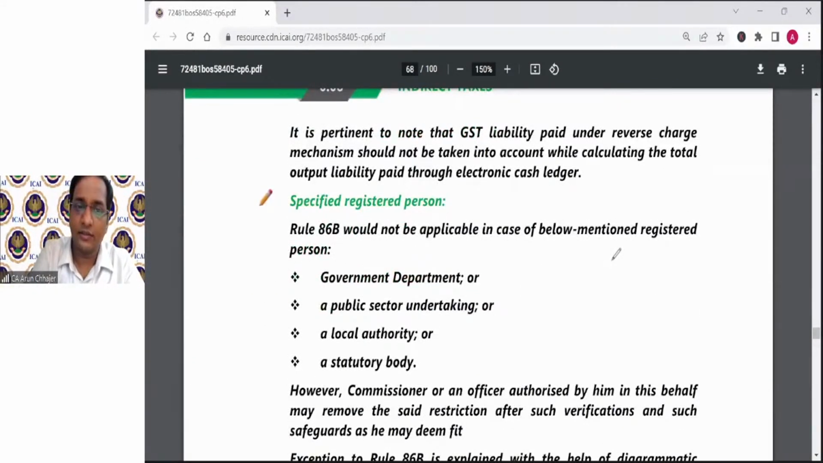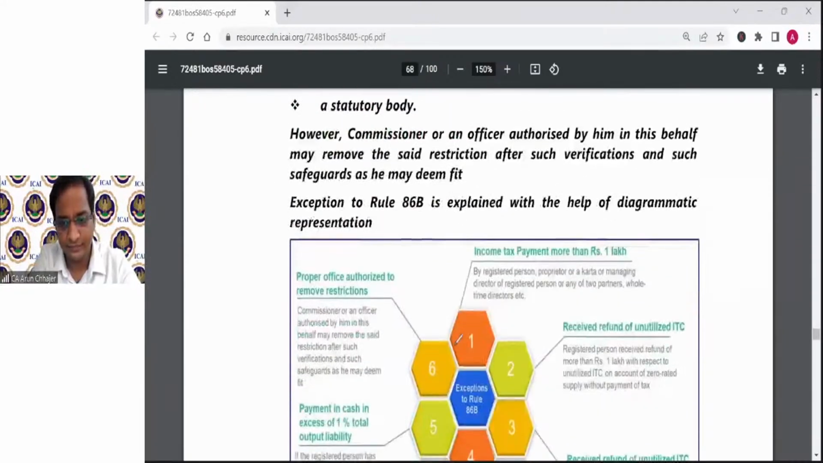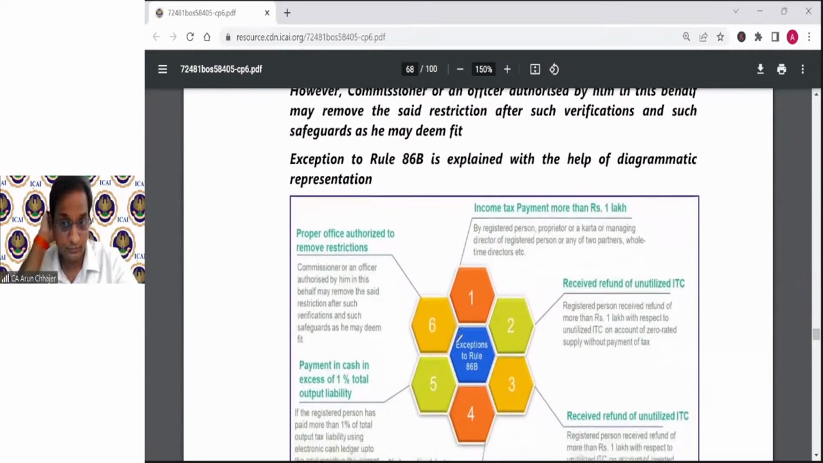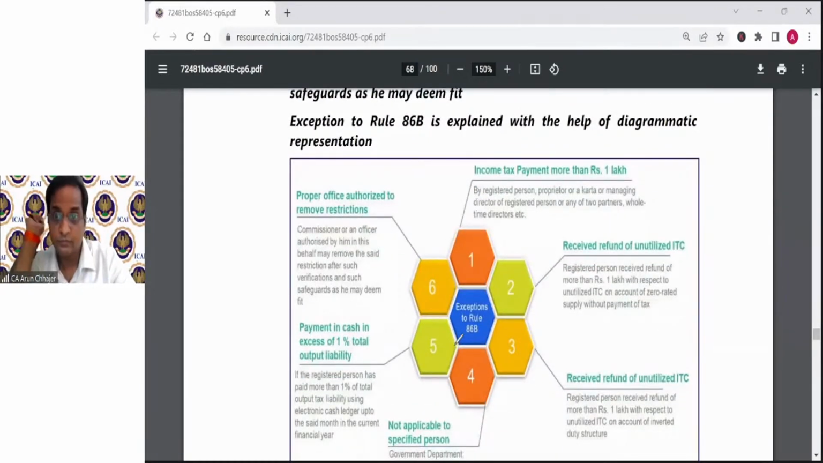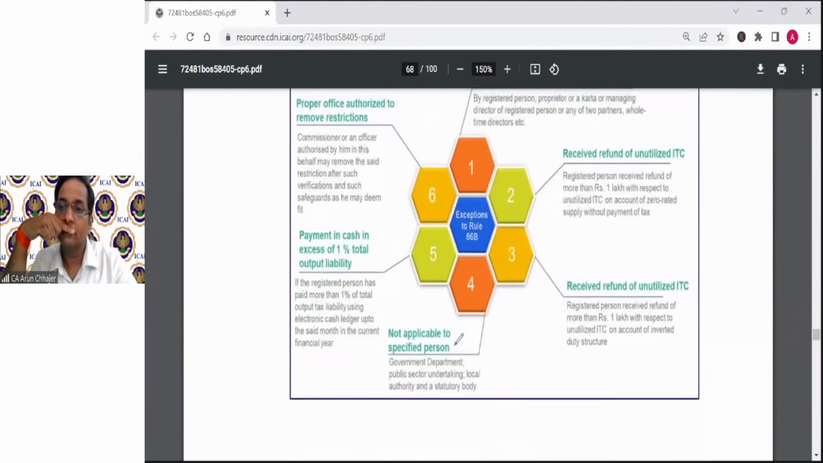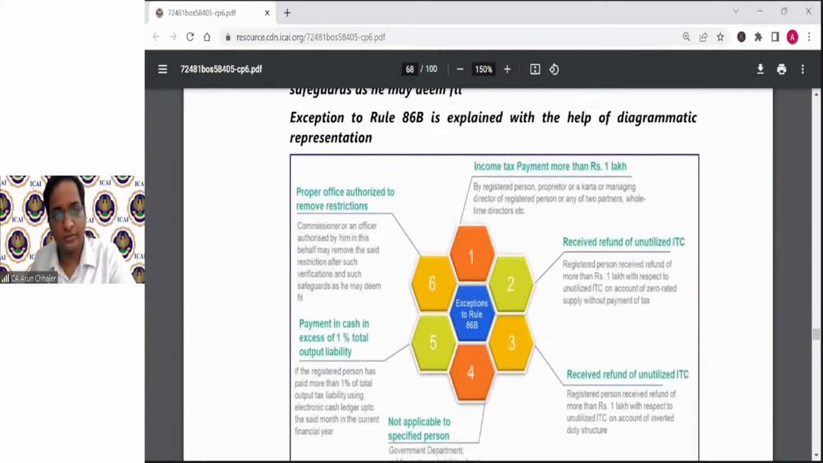They have covered certain specified registered persons, so it would not be applicable to government department, PSU, local authority, statutory body. Correct. However, the commissioner or an officer authorized by him in this behalf may remove the said restriction that we have discussed. Fine. So these are the restrictions.